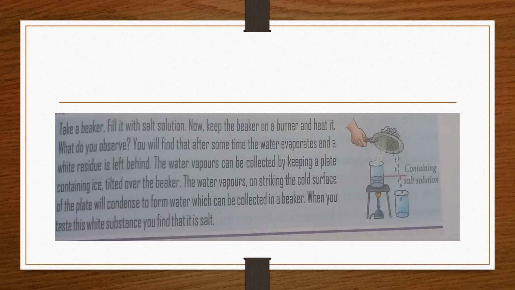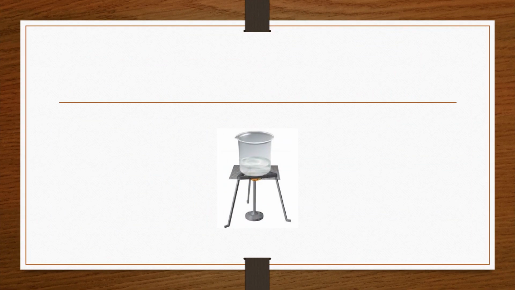That liquid can be collected in another beaker. So the water vapors can be collected by keeping a plate containing ice tilted over the beaker, and the water vapors on striking the cold surface of the plate will condense to form water, which can be collected in a beaker. When you taste the white substance left in the beaker, it is salt. So in this way we have separated both the salt and water from the salt solution.